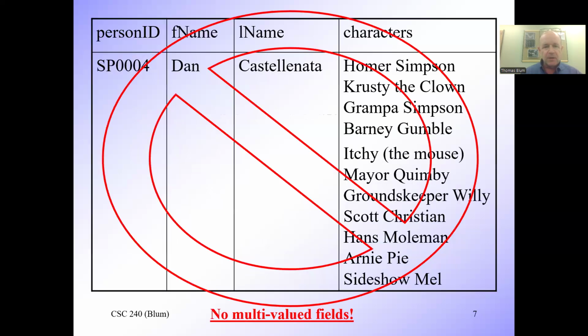Okay. So imagine I had a table representing information about The Simpsons, and I have some person, Dan Castellaneta, and he voices a bunch of characters. And so I should not have a table that looks like this, because that character cell, he voices a lot of characters. So that character cell is multi-valued, and I should not have multi-valued cells.